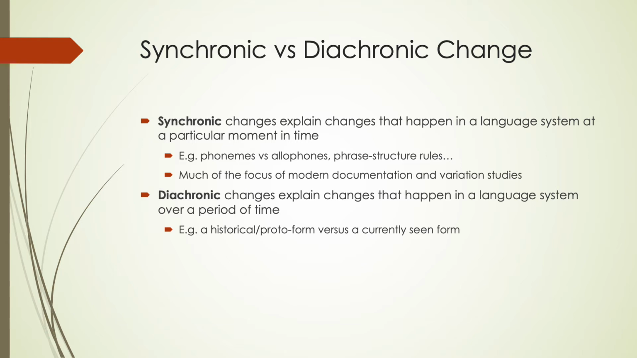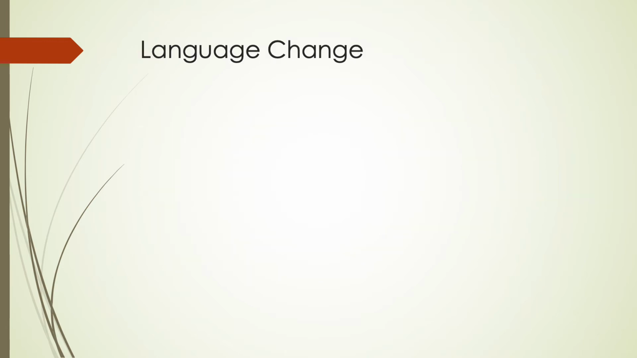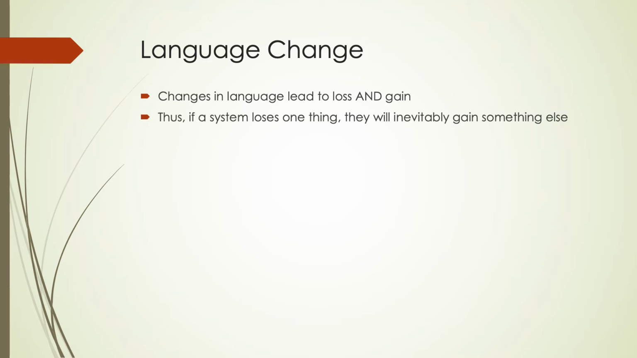This is the focus of historical linguistics, and this will also be the focus that we'll predominantly see throughout our class as well. So if we look at some examples of different kinds of language change that we might see in this class, these changes can lead to things like loss of something, but it can also lead to the gain of something as well. Typically if a system loses something, it's inevitably going to gain something else in its place.